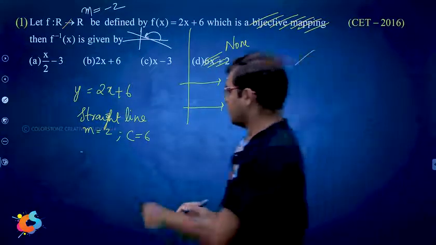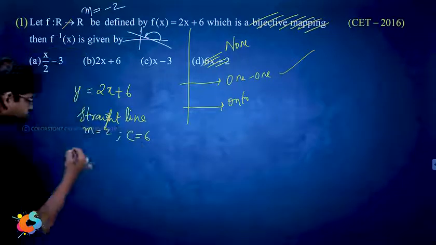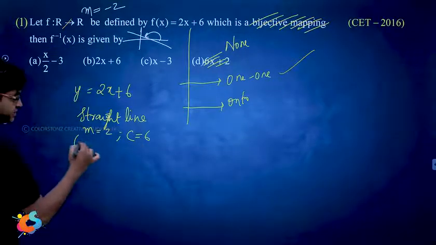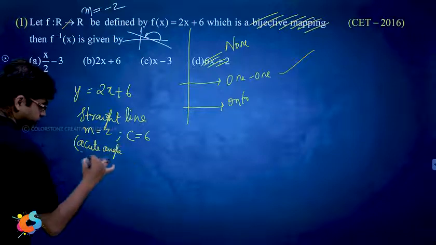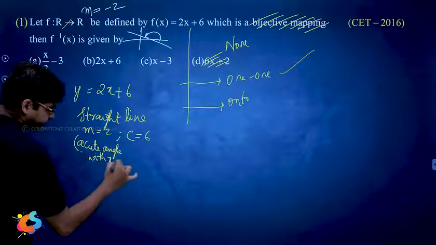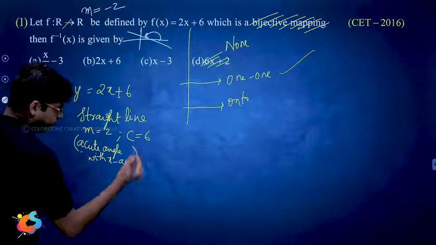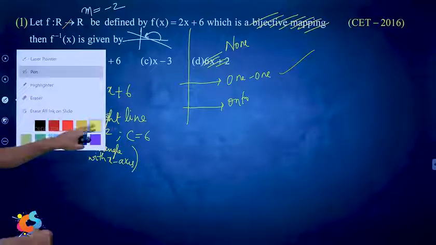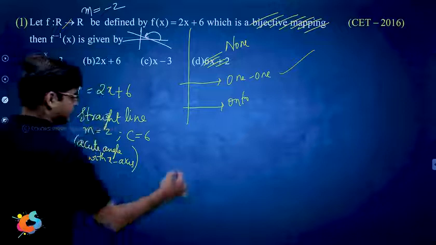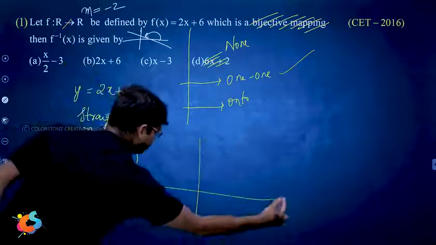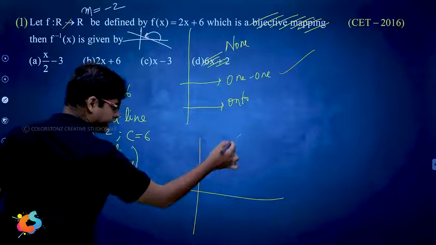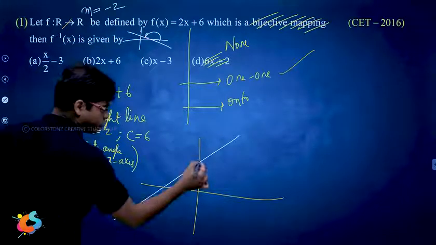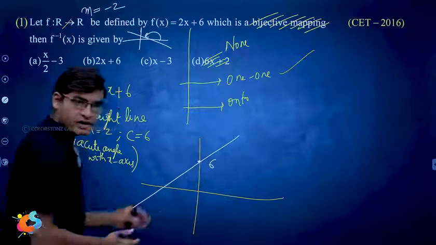Y-intercept is 6. Because slope is 2, which is positive, this line makes an acute angle with the x-axis. And the y-intercept is 6. So when you draw the graph, you should make sure that the y-intercept is 6 and it is making an acute angle with the x-axis. This is the only way you can draw the line.